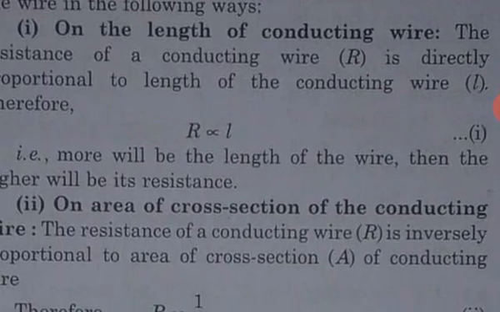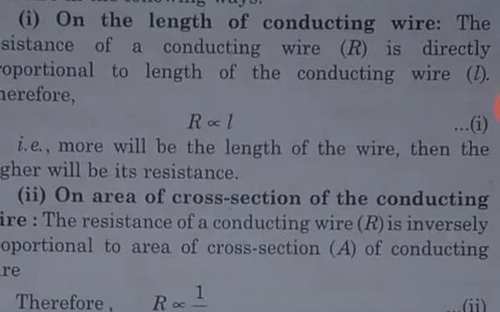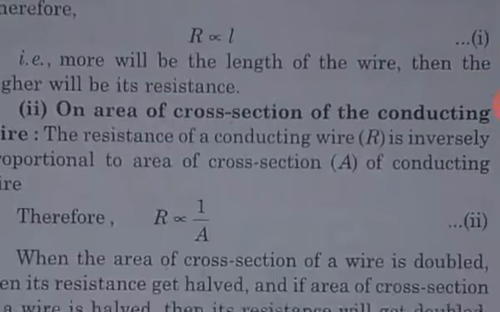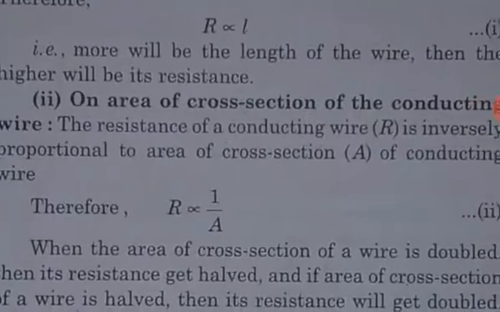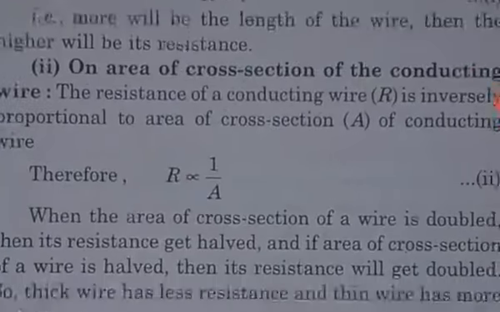Resistance of a uniform conductor is directly proportional to the length of the conductor. R is proportional to L. That is, the more the length, the higher will be the resistance. If the length is more, the resistance will also be more.